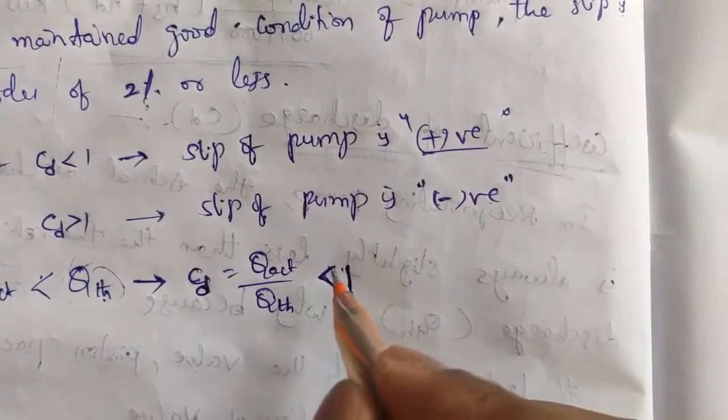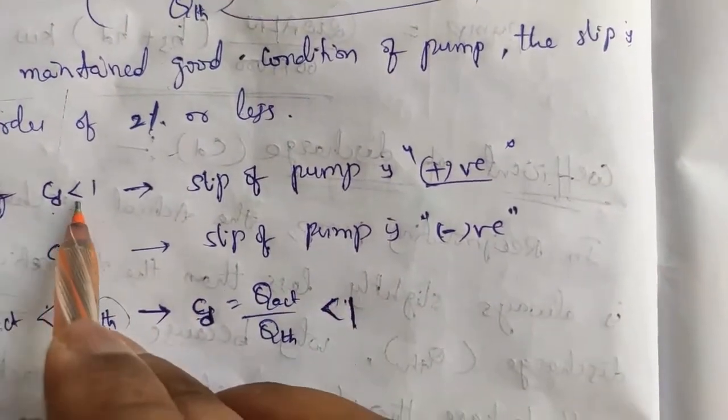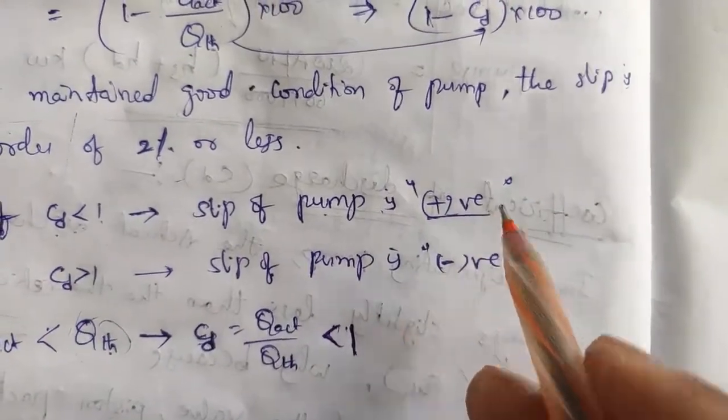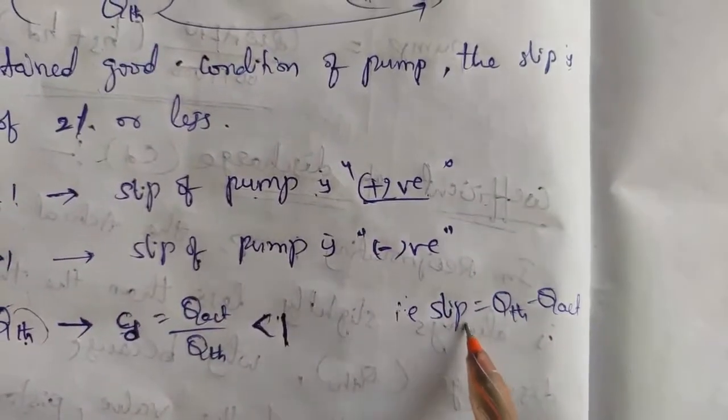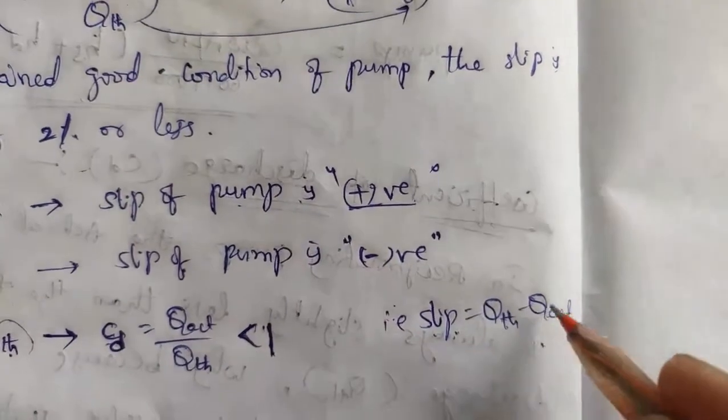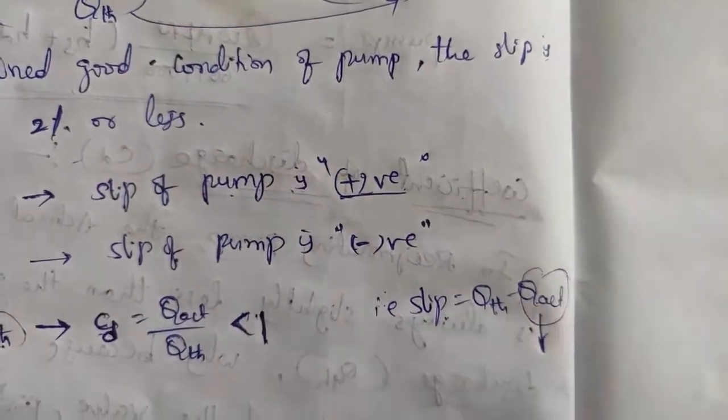So when the CD value is less than 1, the slip of the pump is positive. Why? Because the formula for slip is Q theoretical minus Q actual, and this Q actual value is less.